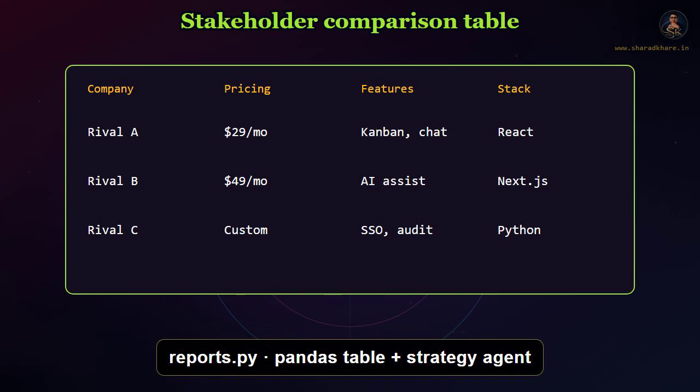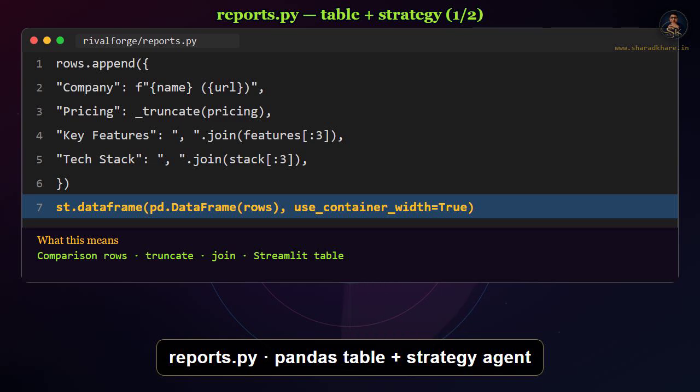Otherwise, we loop each competitor and build a row with company, pricing, key features, tech stack, marketing focus, and customer feedback. Company concatenates name and URL, and features and tech join the first 3 list items for a scannable cell. Then subheader says competitor comparison, and dataframe renders a pandas dataframe at full width. An expander labeled view raw competitor data shows the full JSON when you want the untruncated truth.